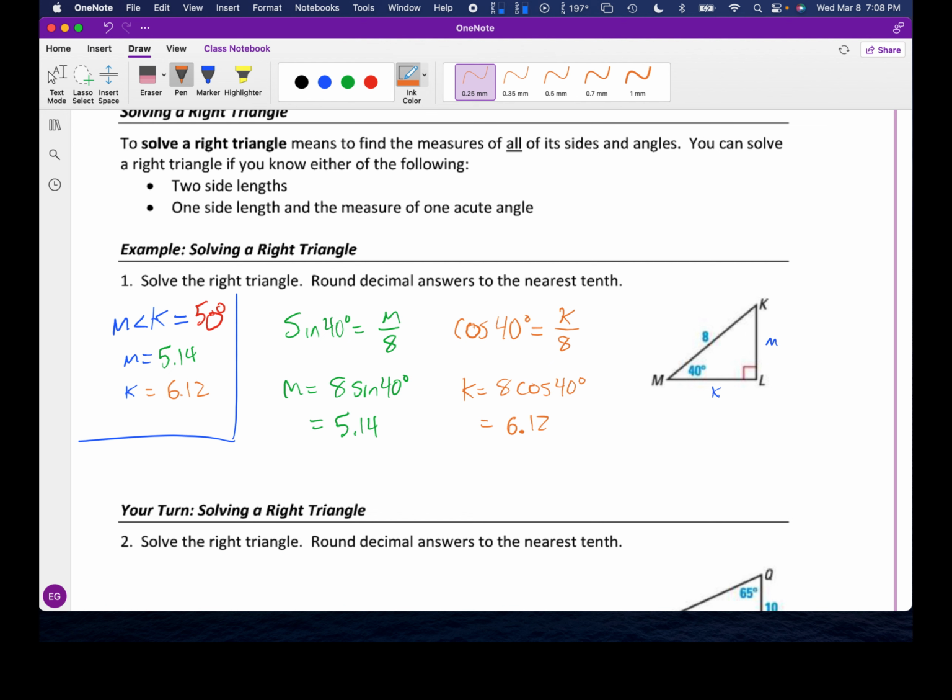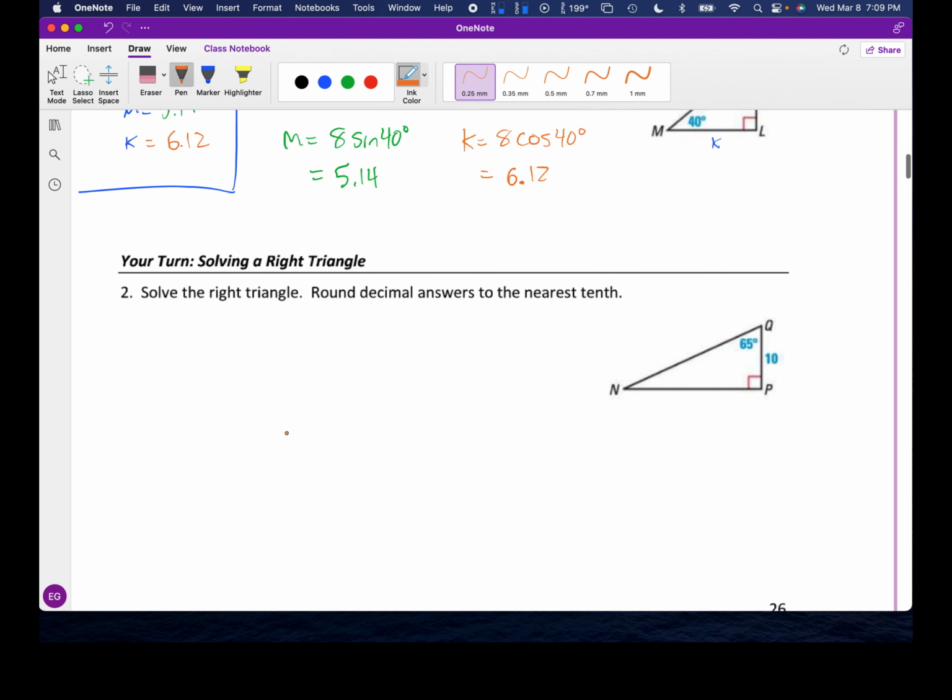So 40 is my smallest angle, so it makes sense that M is going to be the smallest side at 5. K is my next biggest angle, so it makes sense that side K would be in between M and 8, so in between the 5 and the 8, and it makes sense that our hypotenuse is going to be the biggest side length. So there's the example.